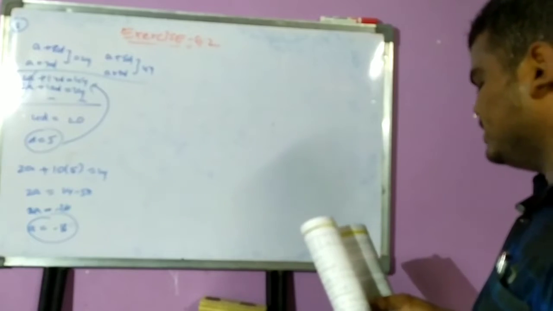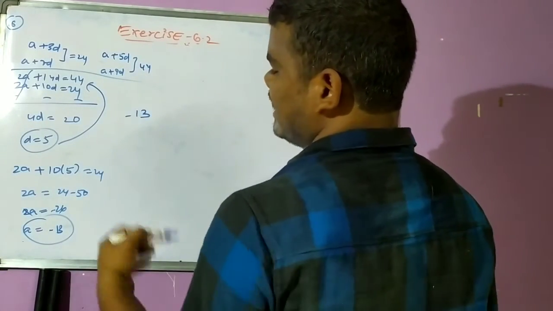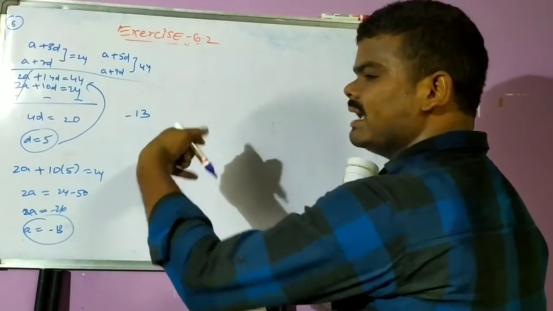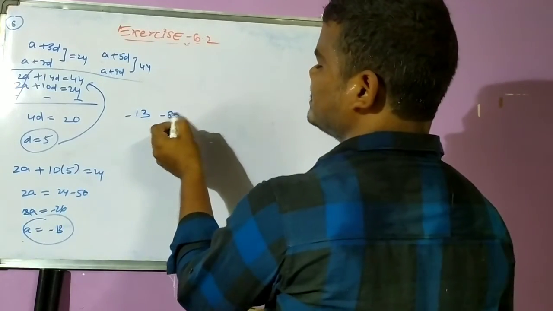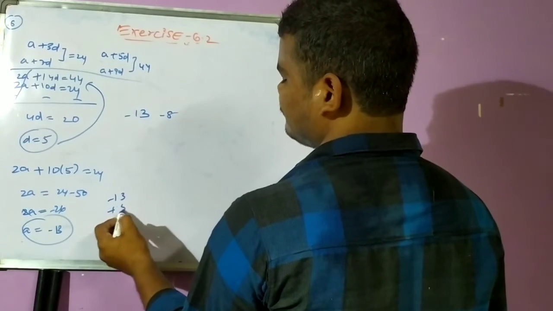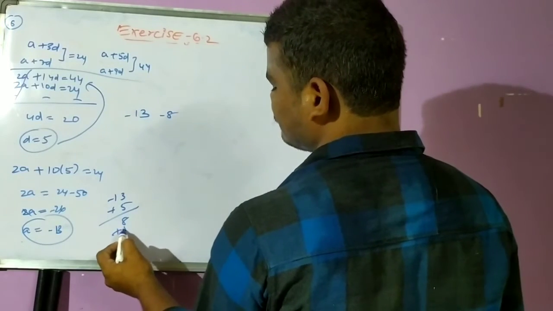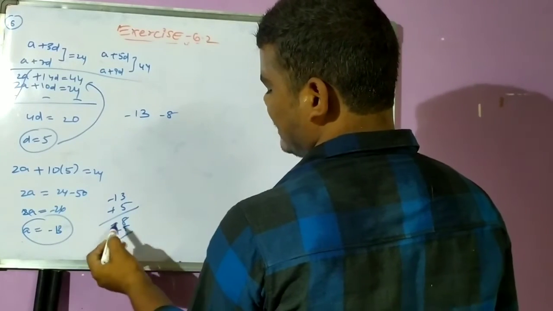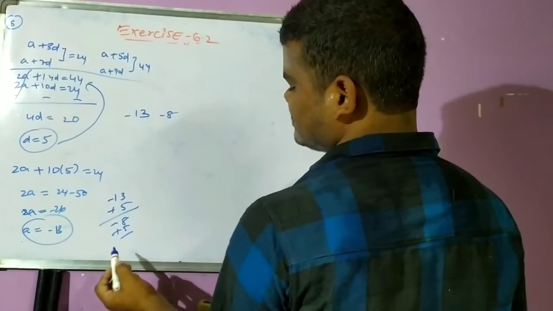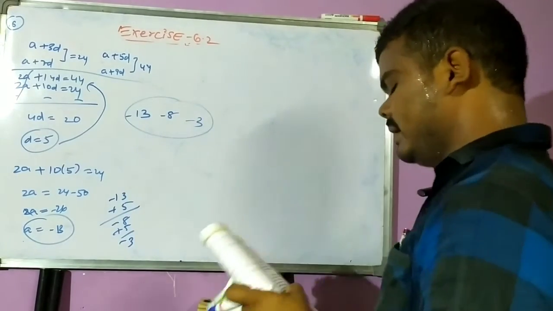We have to find the first 3 terms. The first term is minus 13. Adding 5 to this number gives the next term, that is minus 8. Minus 13 plus 5 is minus 8. Adding 5 to this one gives the next term, that is minus 3. These are the first 3 terms of the AP.